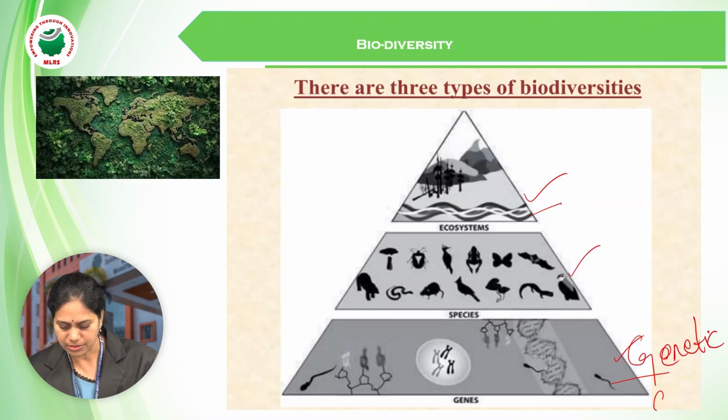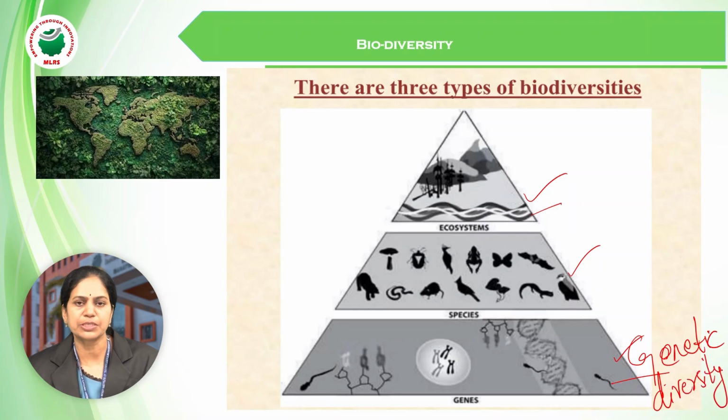Okay, next level we have species diversity. Many species are present on this earth. According to one report, there are about 50,000 species present on this earth, and they play a very, very vital role in supporting life on this biosphere.